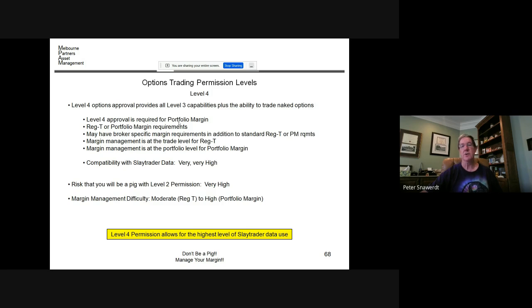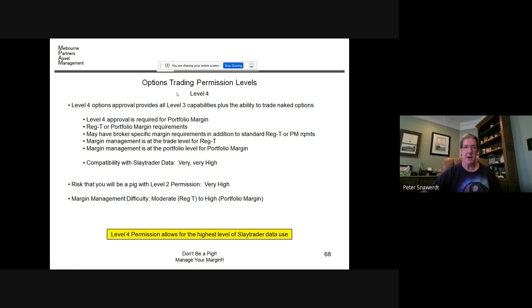Level 4 allows you to trade naked options. This is the only one that does, which is why you can be a pig. So be careful up here. If you want to move up and you've been doing level 3 for a little while, in the blind squirrel thread, there's all kinds of people there that can give you suggestions on where to go get a level 4 account.